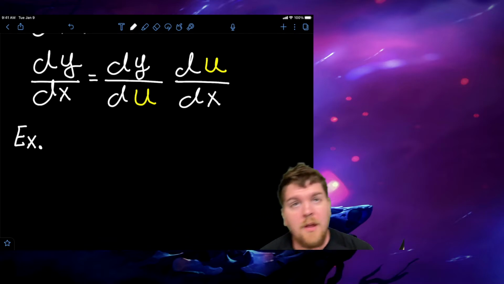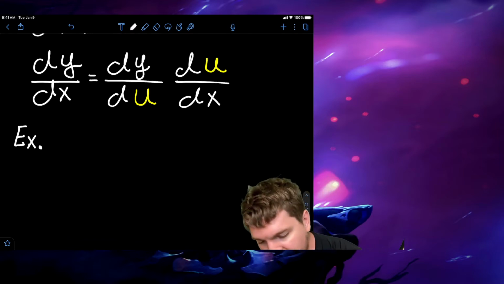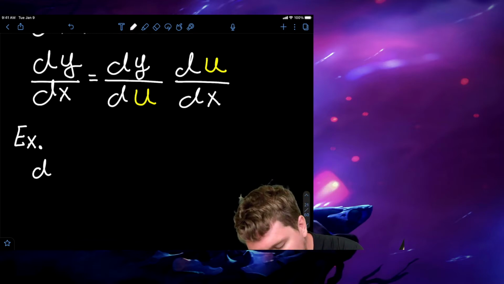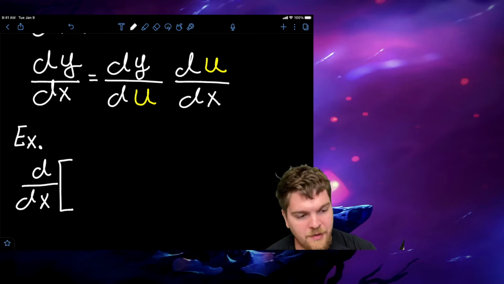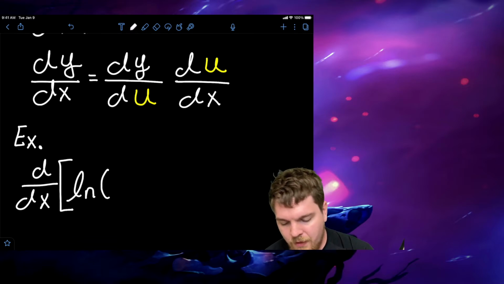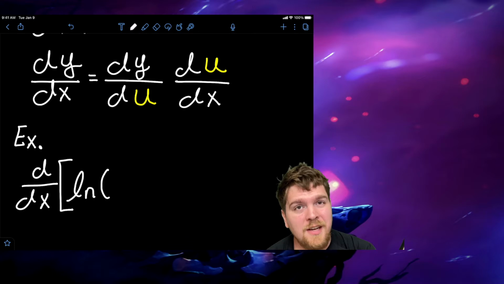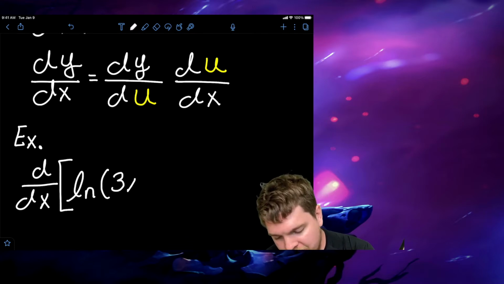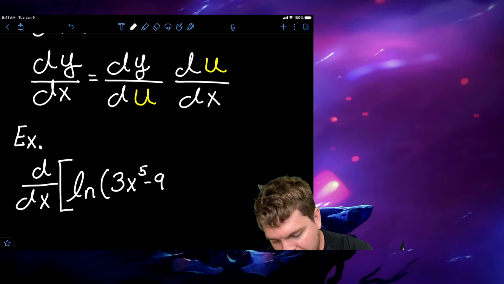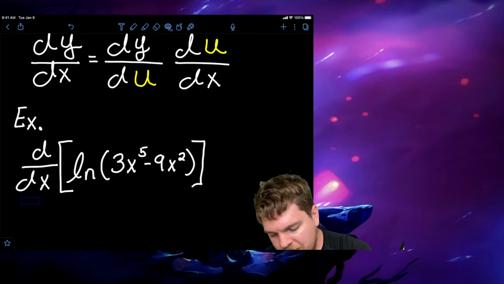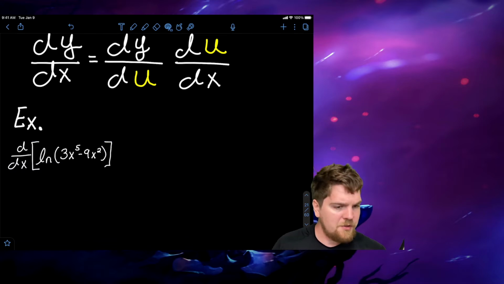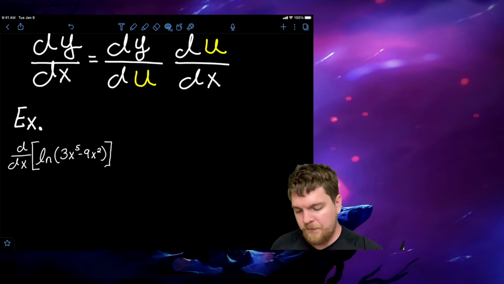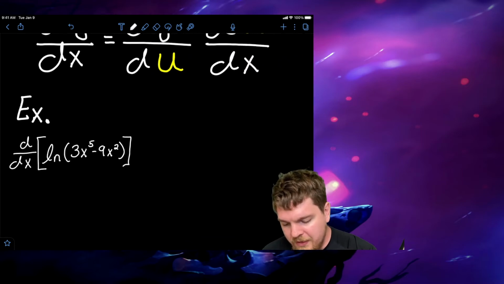All right. So a fairly common chain rule problem might be something like this. Let's see if we can take the derivative. Let's keep it simple. Let's just do the natural log of a polynomial. So how about we have 3x to the 5th minus 9x squared. Are there ways that we could clean this up before taking the derivative? Yeah, probably. But let's just dive straight into it just to do some of the calculus.